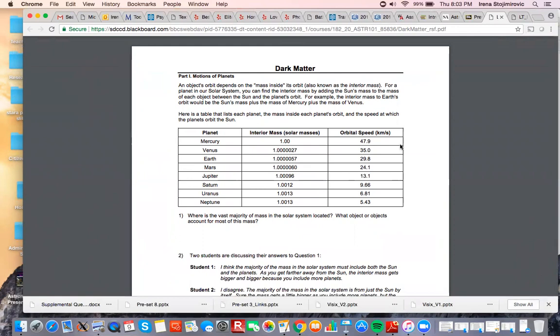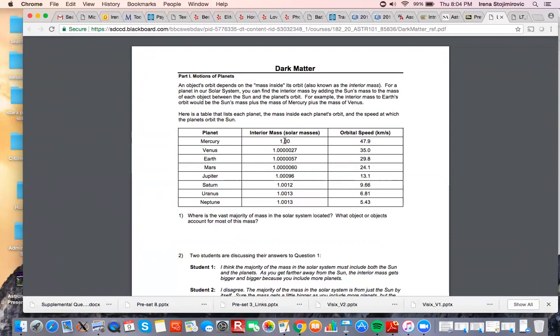Okay, good. For number one, it's asking where the vast majority of mass in the solar system is located, and what object or objects account for most of this mass. I answered that the majority of the mass is located at the center with the sun. Exactly. Then what about the rest of the planets? How much do they contribute in terms of percentage? Probably less than 1%. Yes, very good.